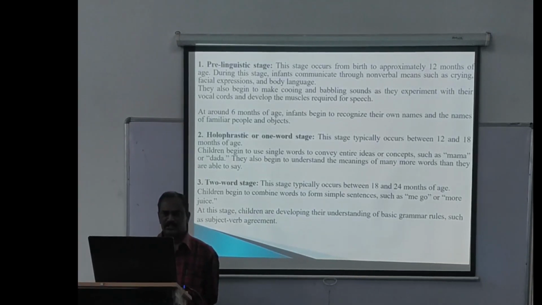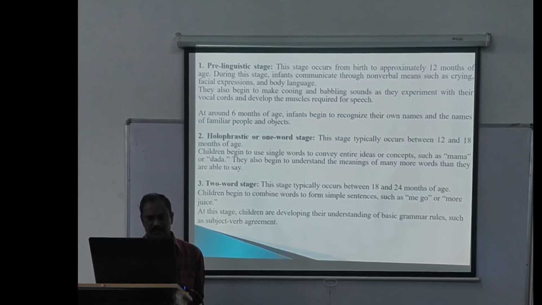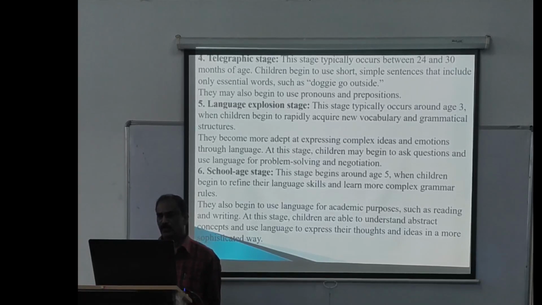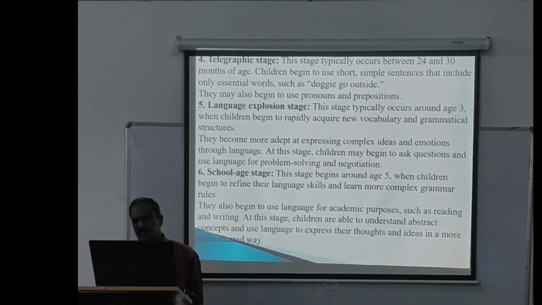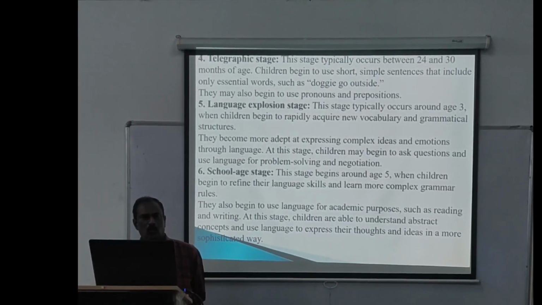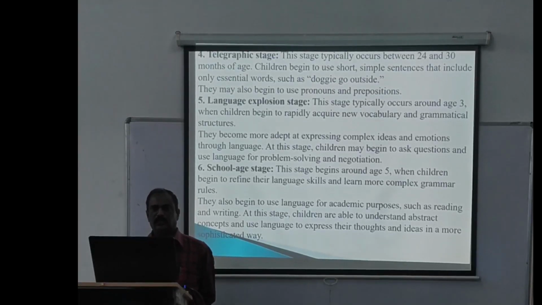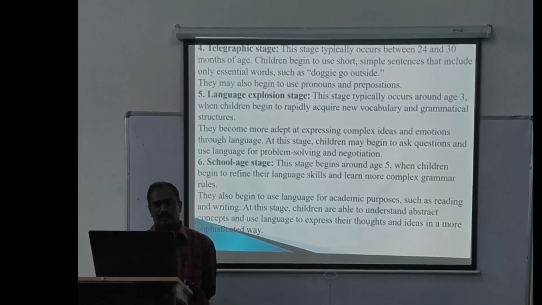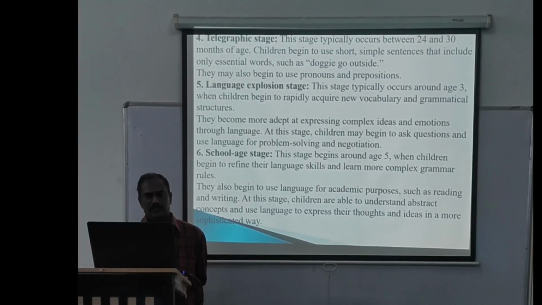At this stage, children are developing their understanding of basic grammar rules such as subject-verb agreement. So, the telegraphic stage typically occurs between 24 and 30 months of age. Children begin to use short, simple sentences that include only essential words, such as "doggy go outside." They are talking with the dog. Doggy go outside. Telegraphic stage. They may also begin to use pronouns and prepositions at this telegraphic stage.